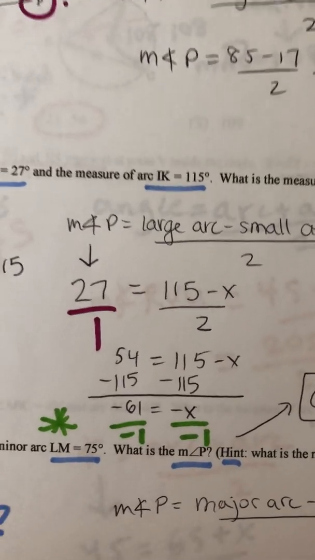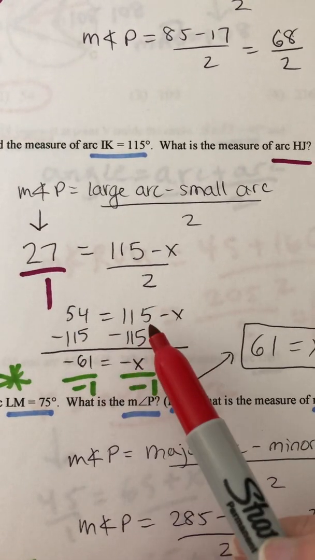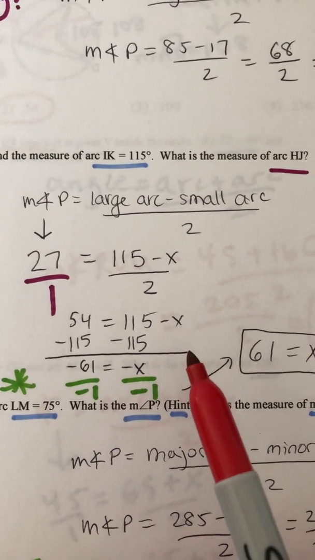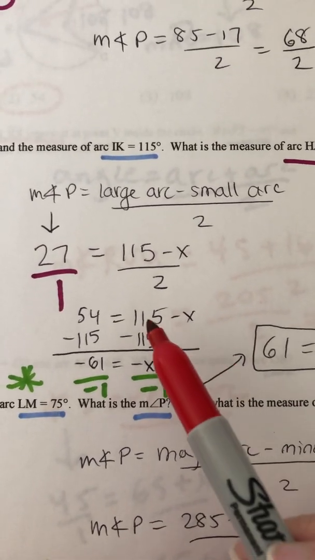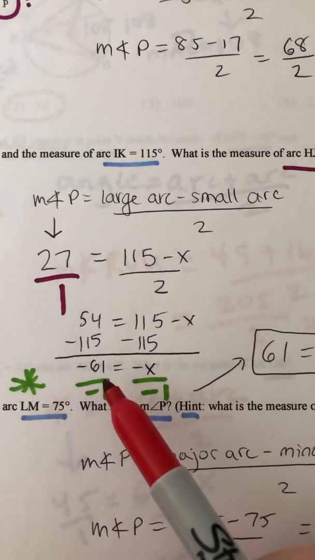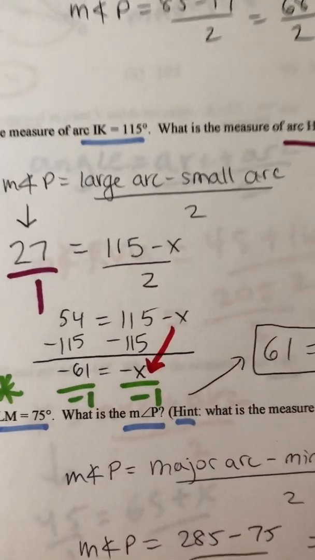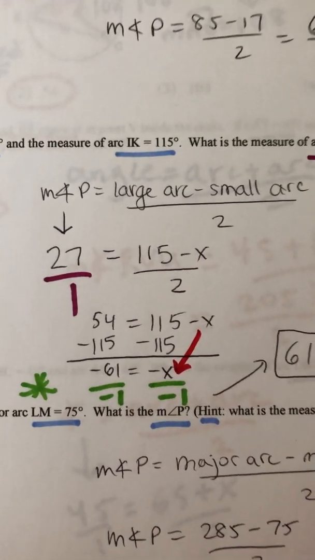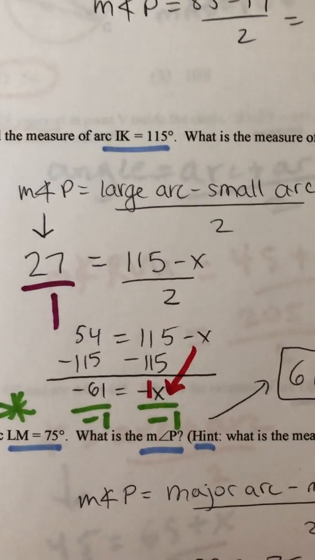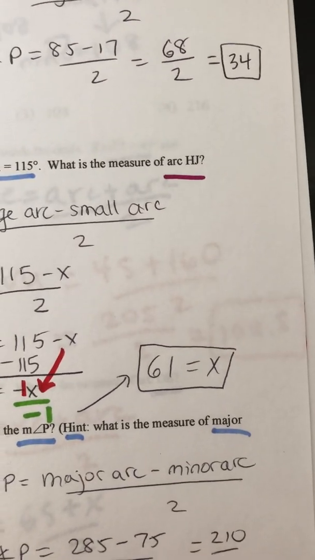Put it over 1 so you can cross multiply. Notice over here, when you cross multiply, you get 54 equals 115 minus x. That minus x is going to be okay, but be very careful with how you show your work. Notice when I subtract 115 on both sides, I get a negative 61. So be very careful with your calculations. That negative x comes down. And to get rid of a negative, you need to understand that that's a coefficient of negative 1. Divide both sides by negative 1, you get 61 is your x value.